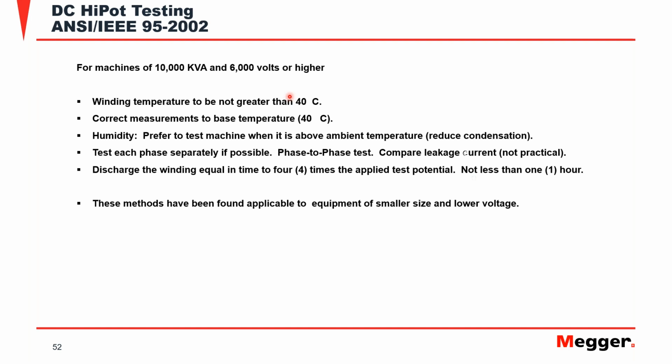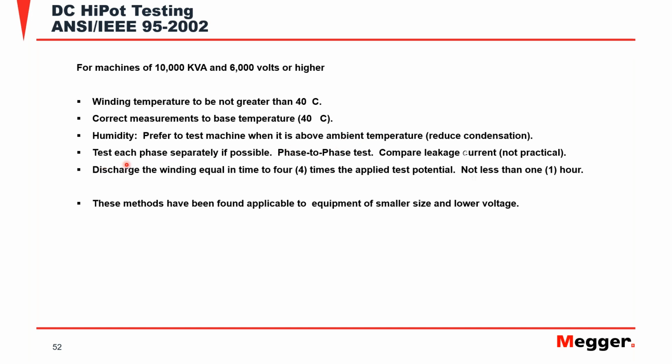So you don't want to heat the motor all the way to its normal operating temperature. You want to keep it at 40 degrees or below, and any measurements you do, you have to correct them to a base temperature of 40 degrees. You don't want to have a high ambient temperature. You want to reduce condensation as much as possible. The machine should be above ambient temperature so that there is no condensation in the machine. If you have humidity in the machine, that's going to affect this type of test dramatically.